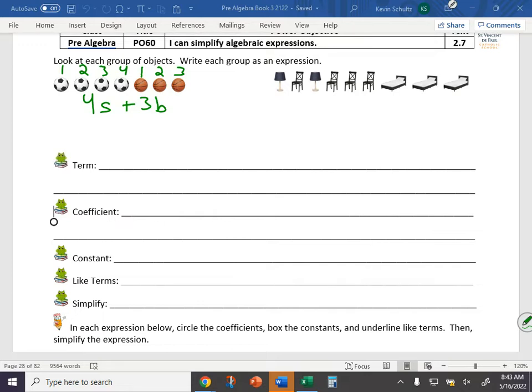The next example, we've got lamps, chairs, and beds. How many lamps do we have total there? 2. We have 2 of them. Okay, we might write that 2L. A little cursive L so we don't think it's a 21, right?